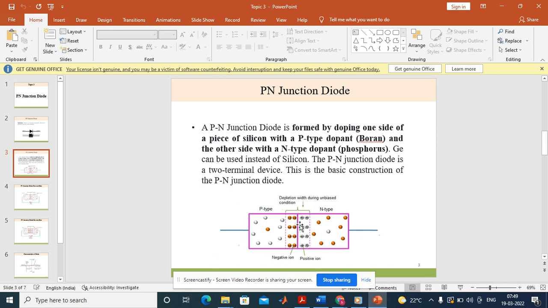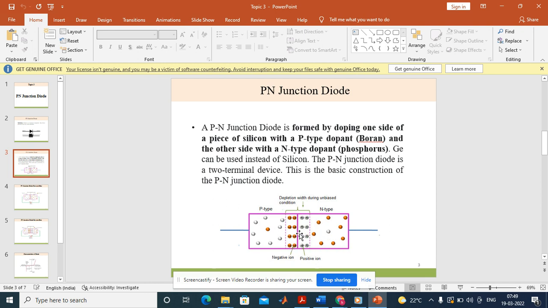The left side one is a p-type material. Now the right side one is an n-type material. When these two, p-type and n-type material, are used, and they are diffused, the p-type material will have a majority of holes in its side, and the n-type material will have a majority of electrons in this side.